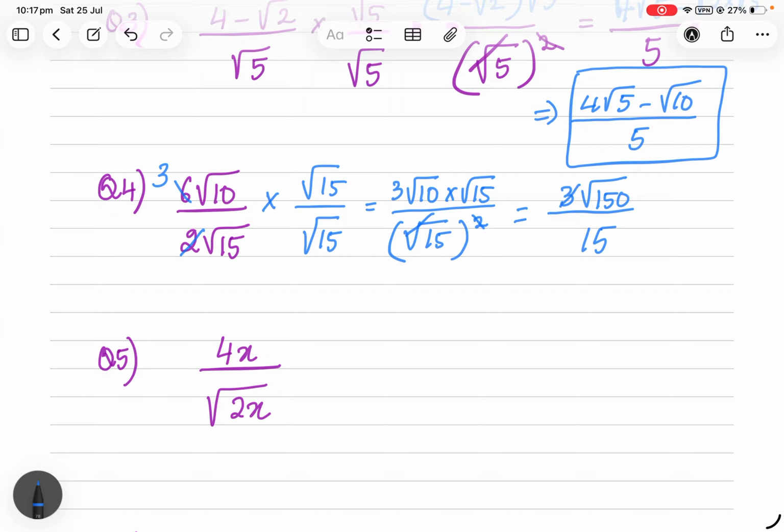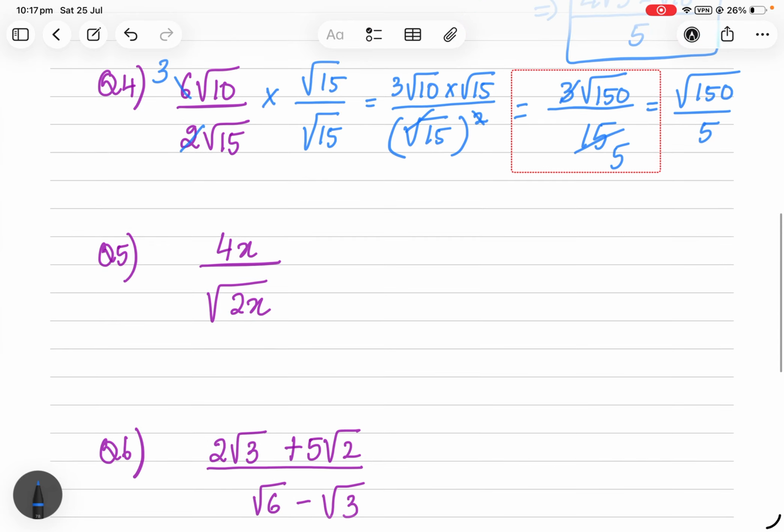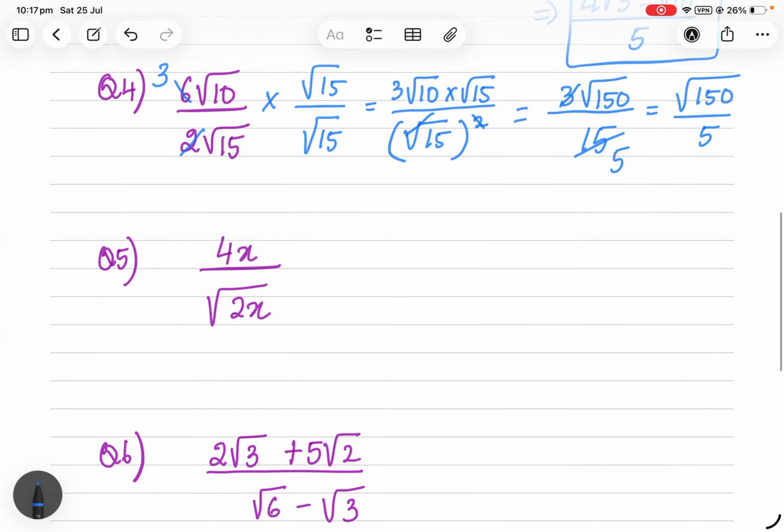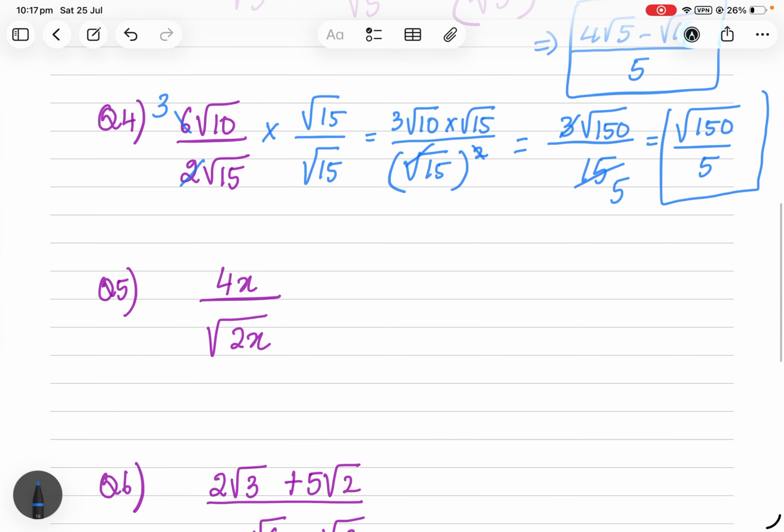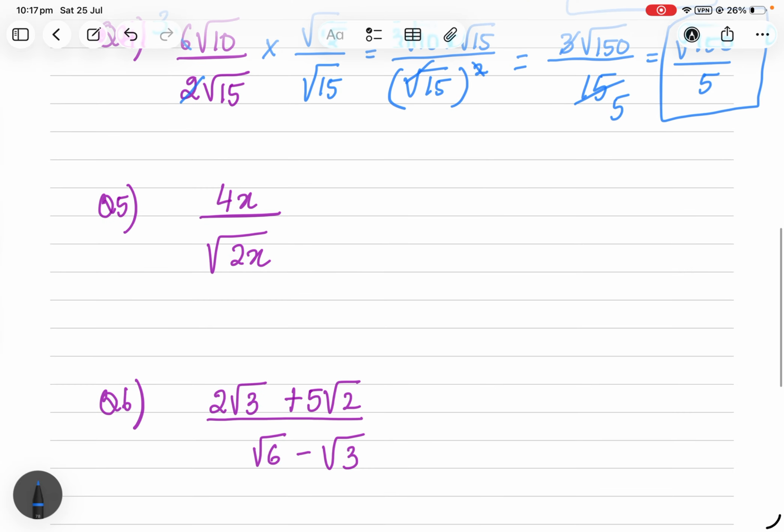Now I'm going to cancel even further because 3 goes in 15 5 times. So your final answer is square root of 150 divided by 5. There you go. And it's good to have a box around the solution.